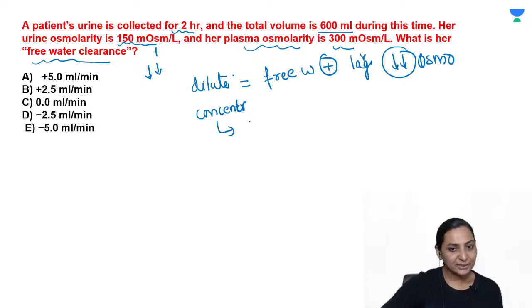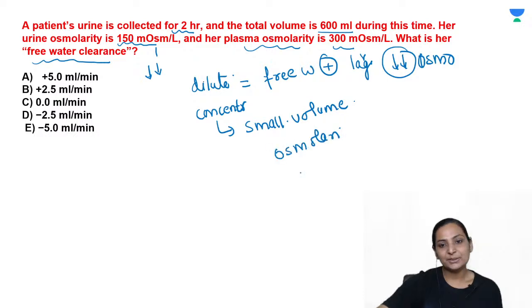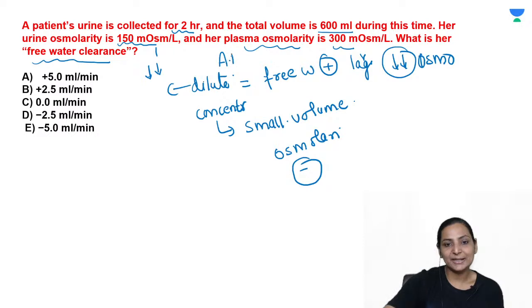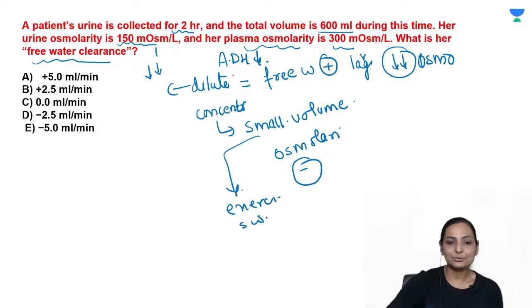If it is concentrated, it means a small volume of urine is formed by the patient which has a high osmolarity, and it is a negative free water clearance. So you get a positive free water clearance in conditions like ADH deficiency, diabetes insipidus. Or suppose when we are exercising, there is lots of sweating. In that case, you can get a negative free water clearance, where all the water is reabsorbed. So the correct answer over here is plus 2.5, and you can see that the osmolarity is also reduced.